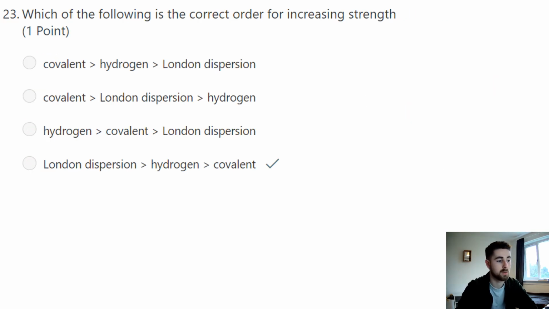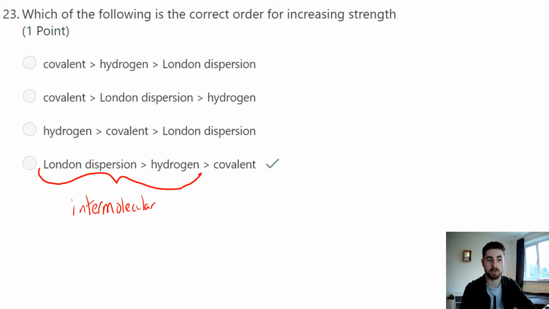Question 23, we're looking at the strength of bonds. The correct answer is D here, because London dispersion forces and hydrogen bonding are both types of intermolecular bonds, with London dispersion forces being the weakest type of intermolecular bonds and hydrogen bonds being the strongest type of intermolecular bonds. Remember, intermolecular bonds occur between different molecules. It's not within a molecule, but between different molecules.